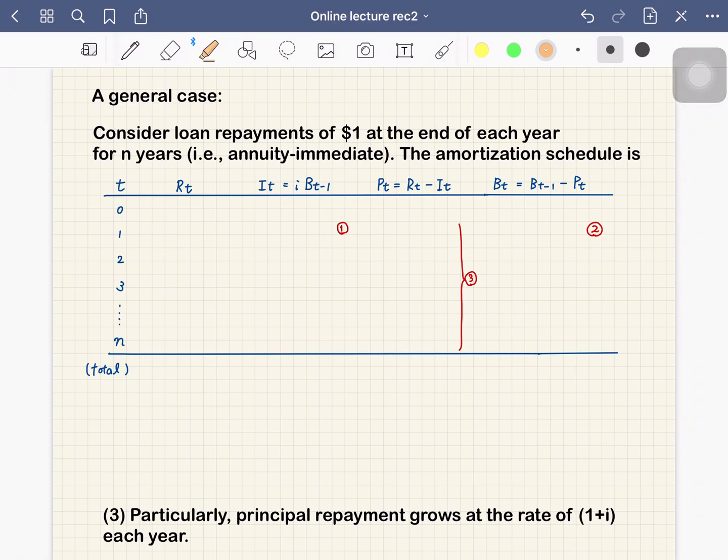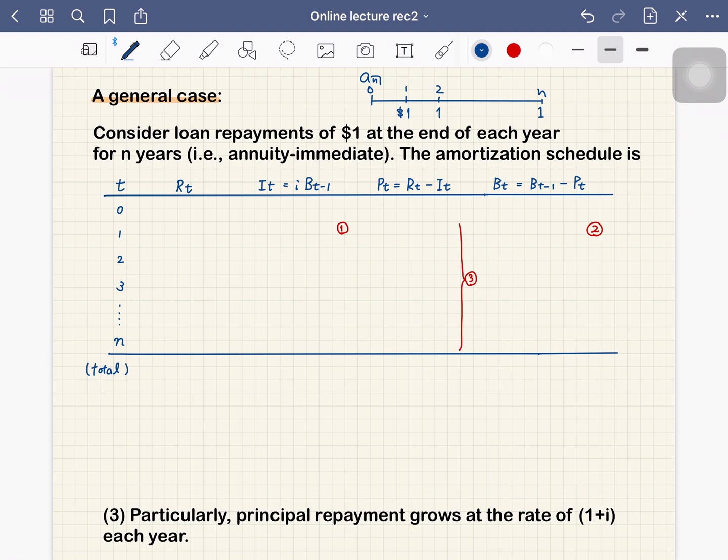Okay, so next we think about a general case of amortization schedule. Consider loan repayments of $1 at the end of each year for n years. So that is annuity immediate. The cash flow is the usual n-year annuity immediate, from time 0 to n, with a angle n here and $1 at the end of each year for n years.